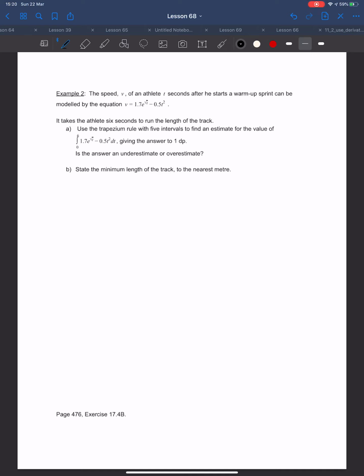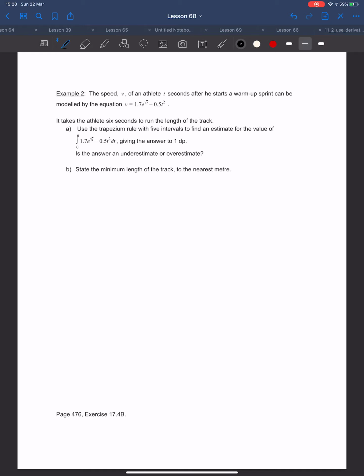Example 2. The speed of an athlete t seconds after he starts a warm-up sprint can be modelled by the equation v is 1.7 e to the power root t minus a half t squared. It takes the athlete 6 seconds to run the length of the track. Use the trapezium rule with 5 intervals to find an estimate for the length. 5 intervals from 0 to 6.